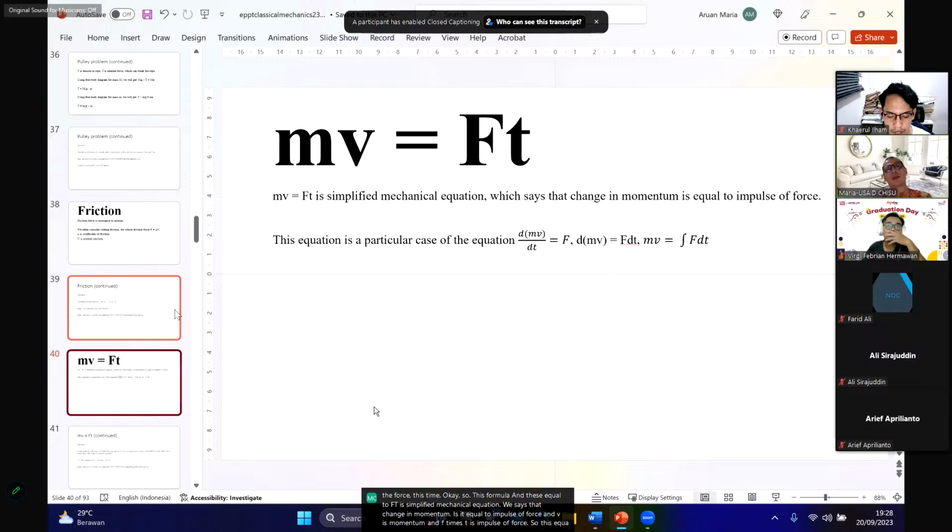So this equation, mv is equal to ft, is a particular case of the equation of the second law of Newton: d(mv)/dt is equal to force. In other words, the derivative of momentum is equal to force. And we can rewrite this as the differential d(mv) is equal to F dt. And then mv is equal to the integral of F dt. So all that is basically the second law of Newton.